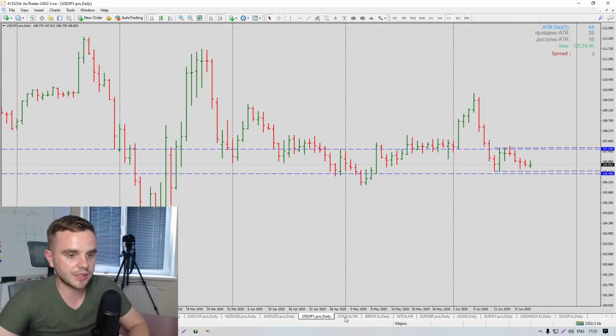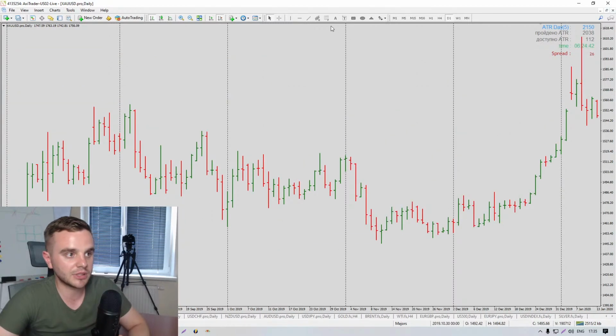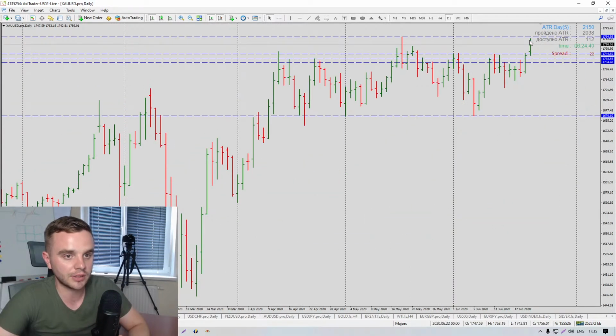Australia, Japanese yen finished. Gold, like I told you, at this moment nothing to do. Price rose up a full ATR and breakout of this key level, accurate buy.